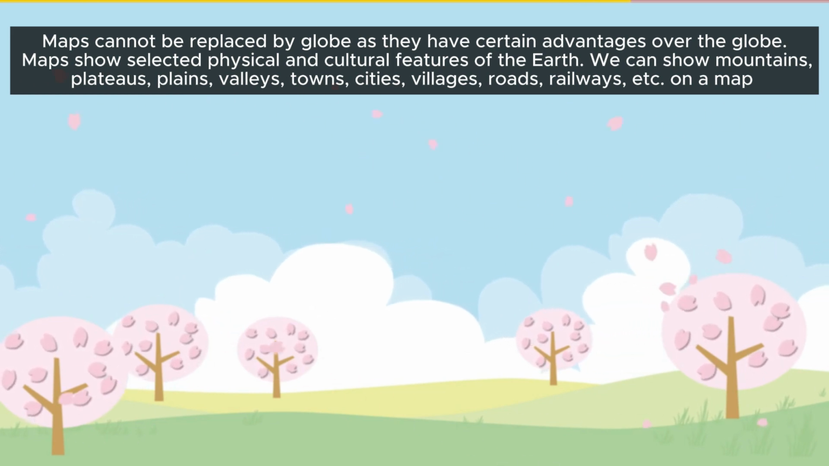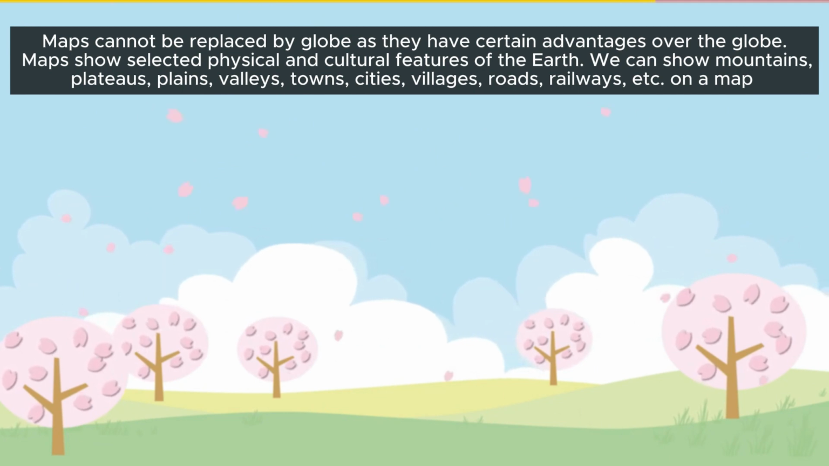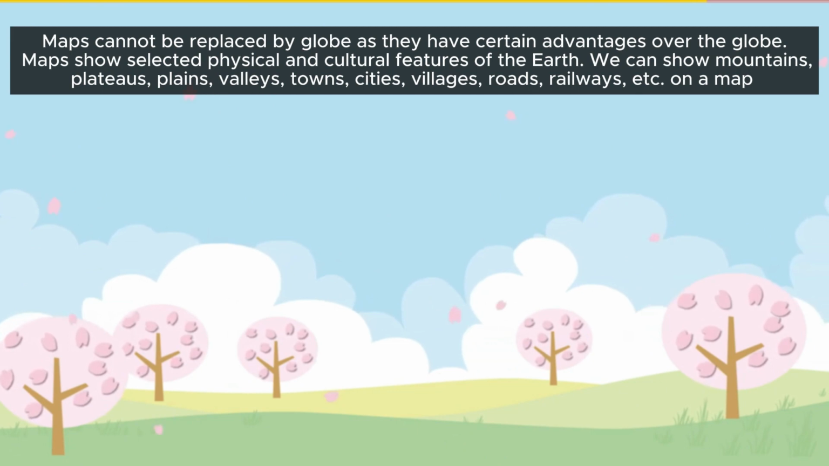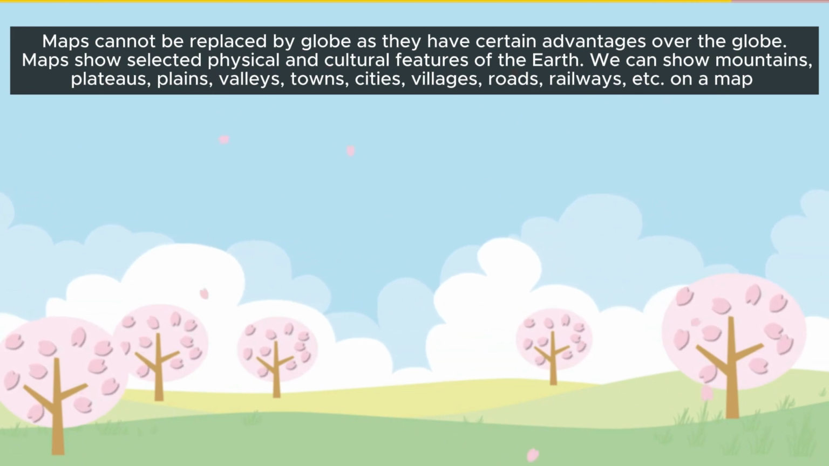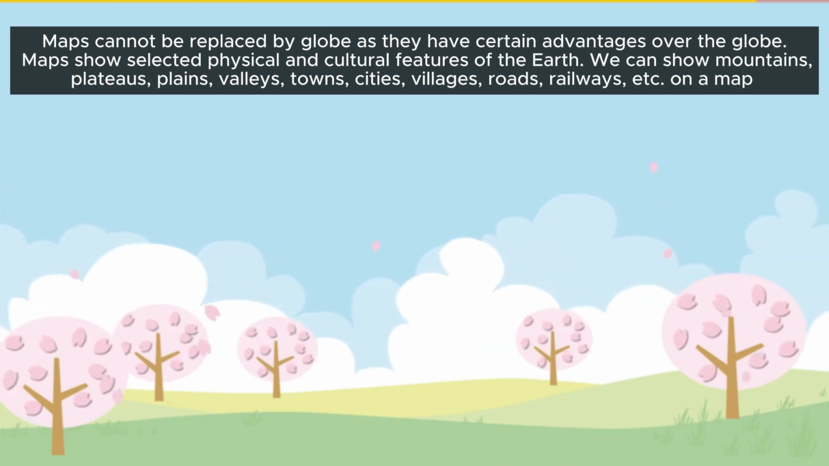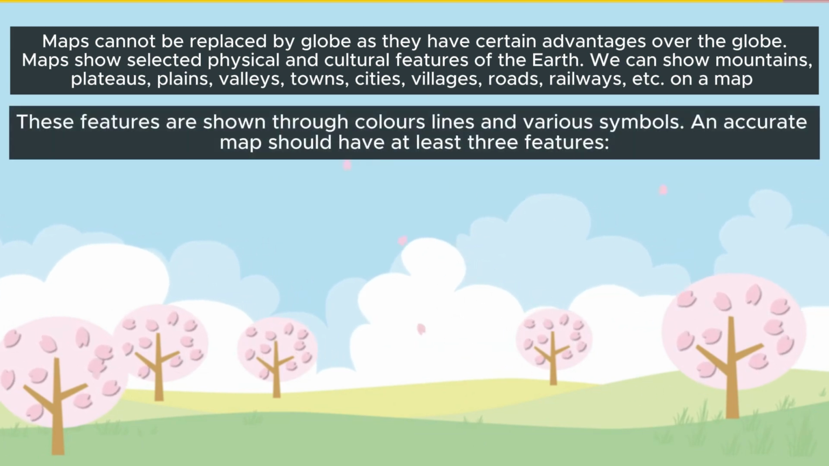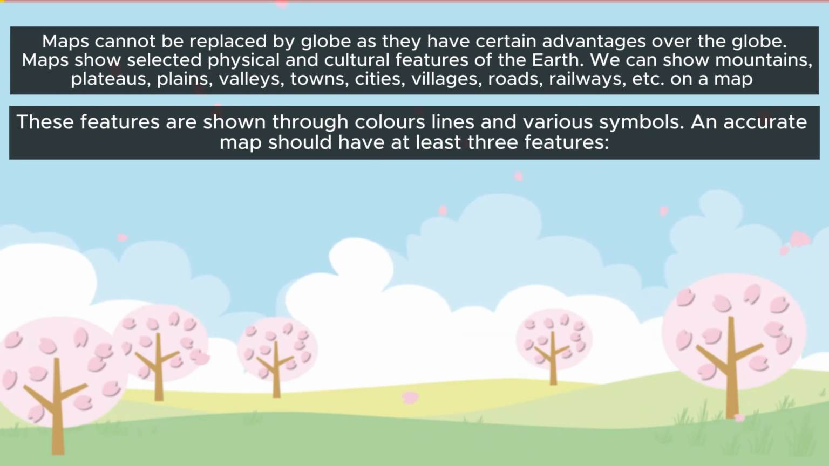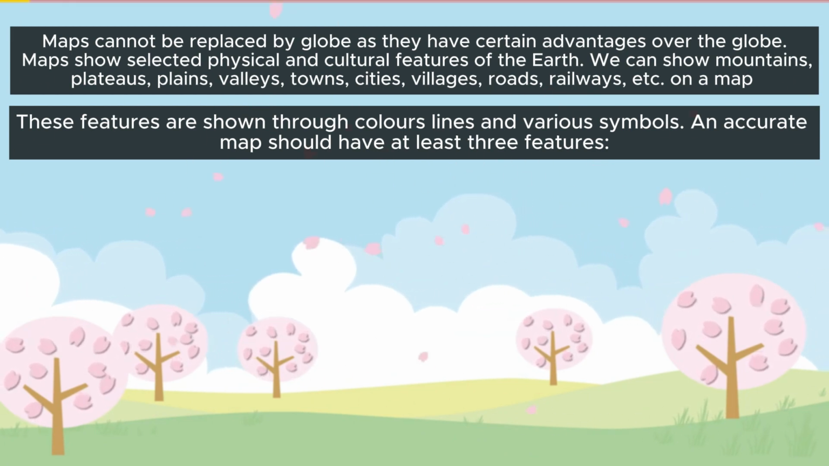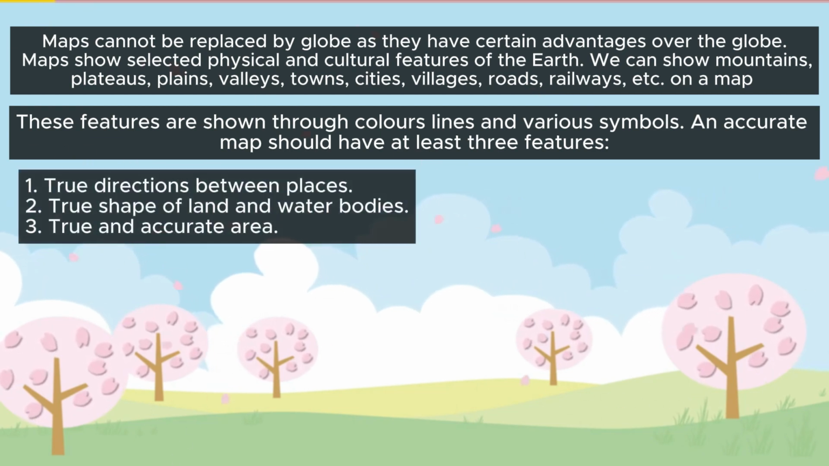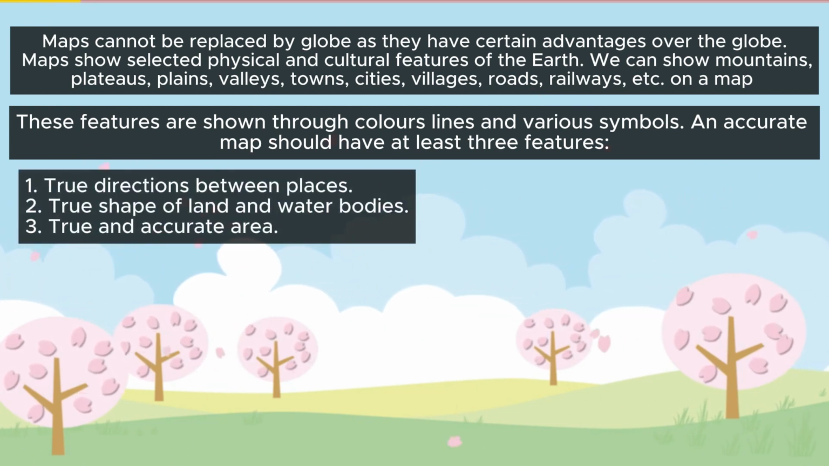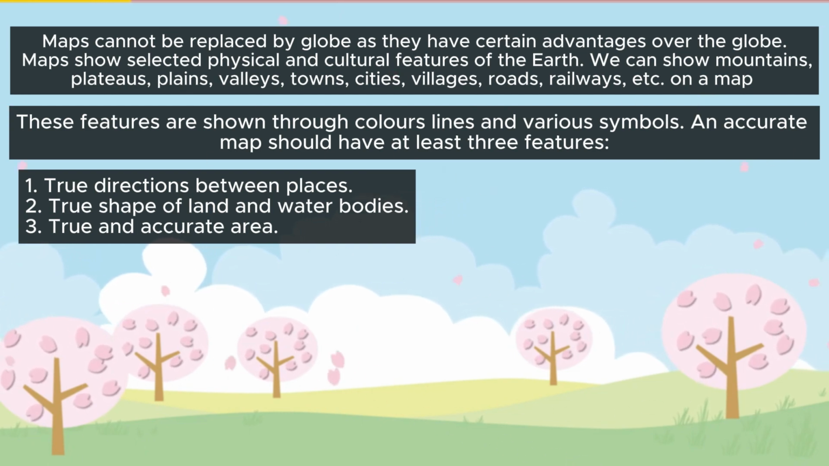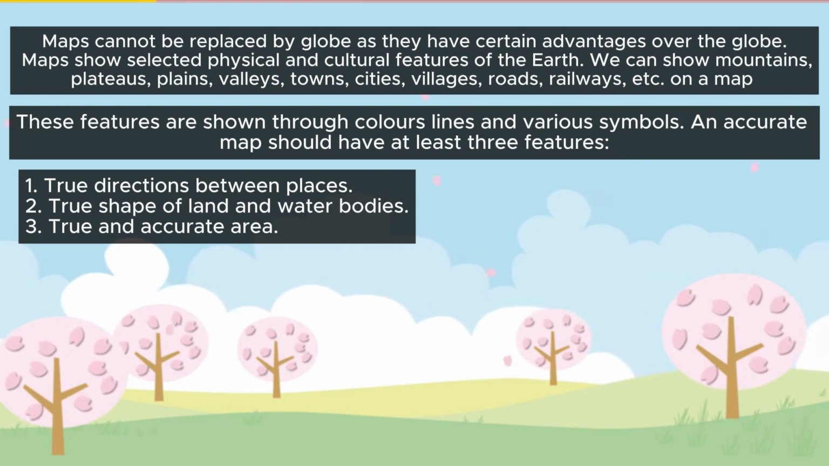Maps show selected physical and cultural features of the Earth. We can show mountains, plateaus, plains, valleys, towns, cities, villages, roads, railways, etc. on a map. These features are shown through colors, lines, and various symbols. An accurate map should have at least 3 features. 1. True directions between places. 2. True shape of land and water bodies. 3. True and accurate area.